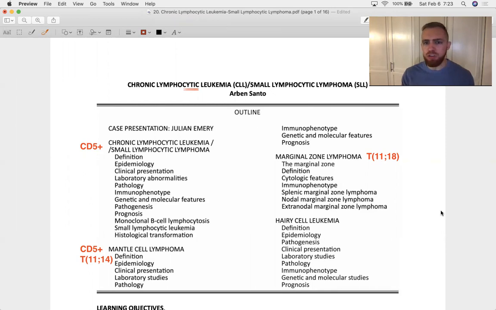Then we have mantle cell and marginal zone lymphomas, which similarly present in the GI tract. And the way to tell them apart is that mantle cell lymphoma is CD5 positive. Mantle cell lymphoma also has an 11;14 translocation involving the cyclin D1 protein, whereas marginal zone lymphoma does not. And then there's your hairy cell leukemia with BRAF mutations and dry aspirates of bone marrow and splenomegaly with obliterated white pulp and TRAP positivity.